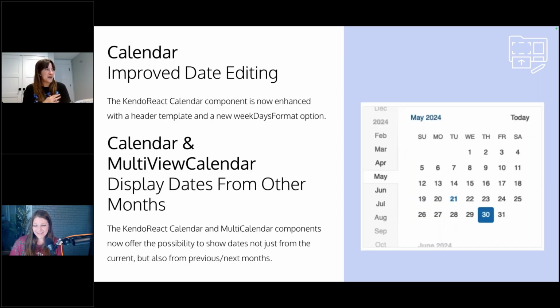A couple updates to our calendar. We have some improved date editing, a new header template, a new weekdays format option, as well as the possibility to show dates not just from the current, but also the previous and the next months. The first one only in the calendar, the next one in the calendar and the multi-view.